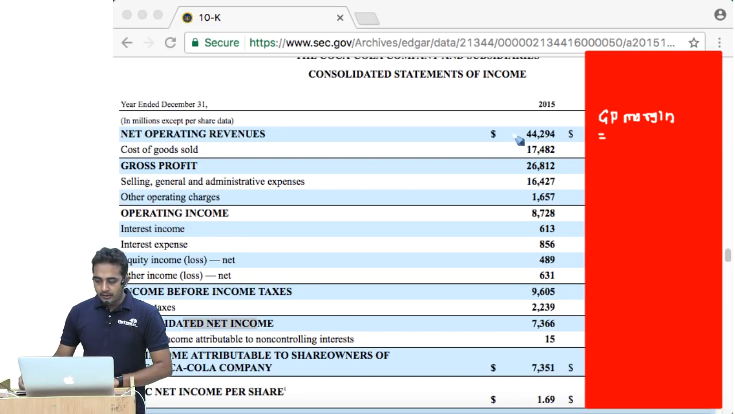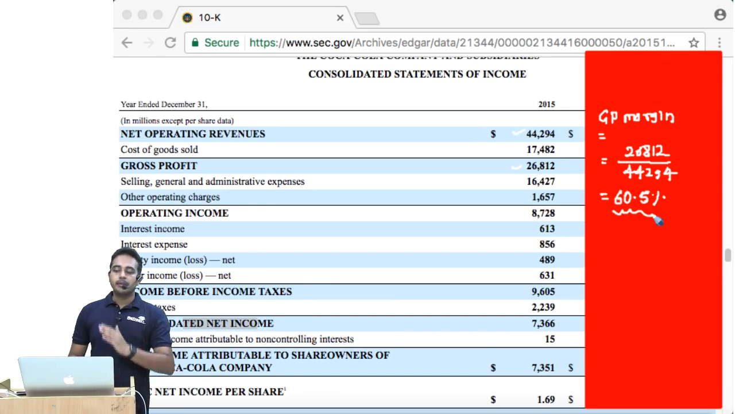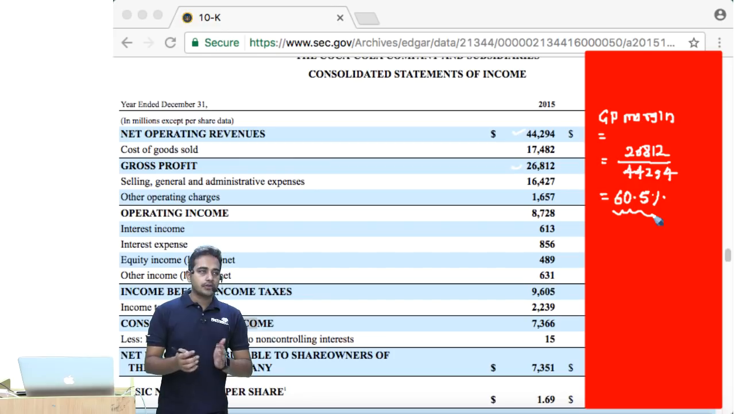So we will say that total revenue of the organization is 44294 and the cost of goods sold is 17,000, which means your gross profit is 26,812. So how much is gross profit as a ratio to total revenue? That number would be 60.5%. So on an average, if GP margin is 60.5%, that means on an average, the manufacturing cost of the product is about 39.5%.